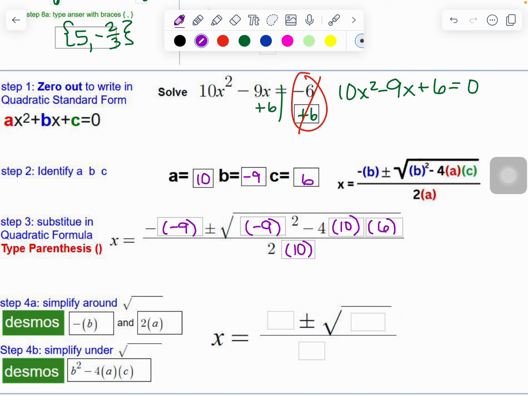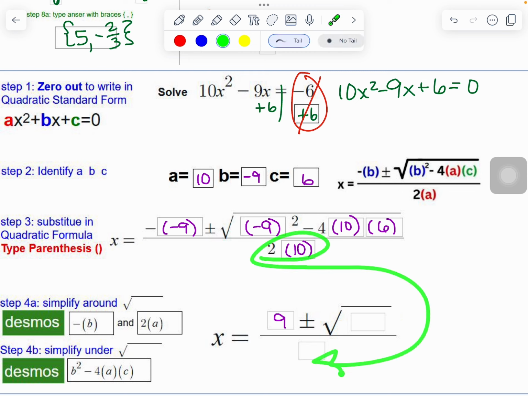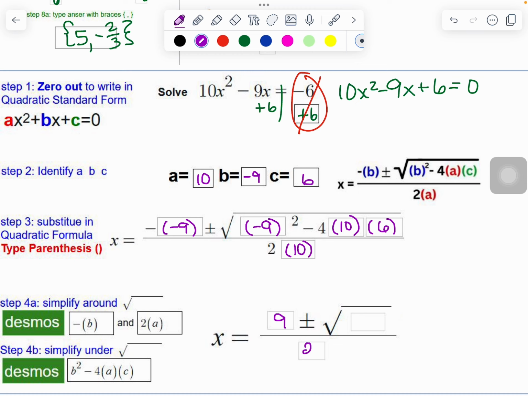All right, once we have filled in all the numbers, let's figure out what this first part is. So a negative and a negative give you a positive. So right here, we're going to make that a positive 9. On the bottom, we have 2 times 10. So on the bottom, we're going to put 20, because 2 times 10 is 20.